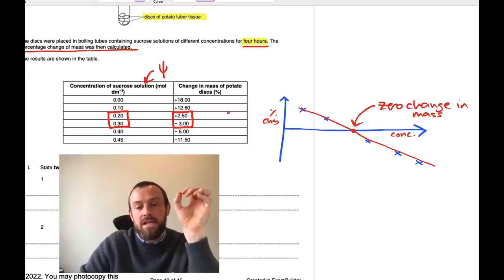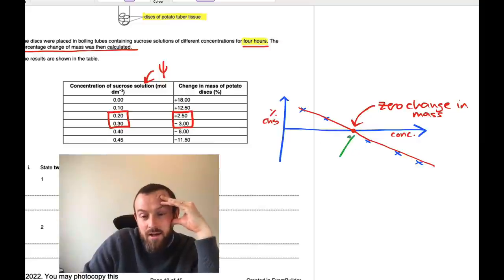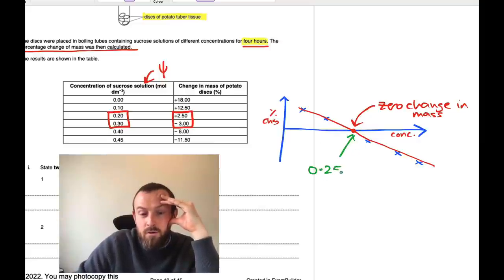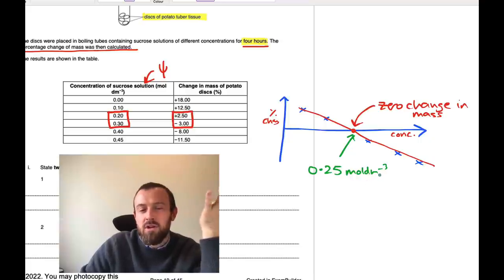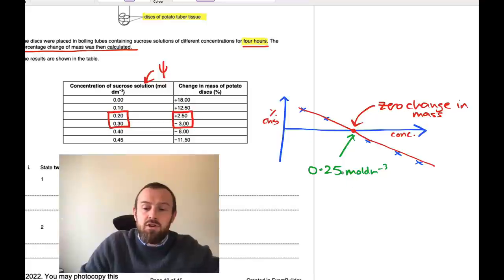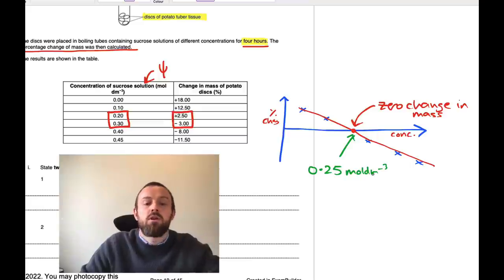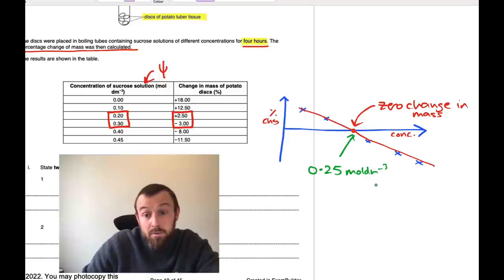The final thing you needed to say, that pretty much hardly anyone got, was this. Let's say that this value here was at 0.25 moles per dm cubed of sucrose. What's the water potential? Is it 0.25 moles per dm cubed? No, it's not. Water potential is measured in kilopascals, minus something kilopascals. So you'd have to look this up in a table or online to convert, to work out what the water potential is. You can plug in online, 0.25 moles per dm cubed equals what water potential, and it will say something like, I don't know, minus 200 kilopascals or something like that. And hardly anyone ever said that.